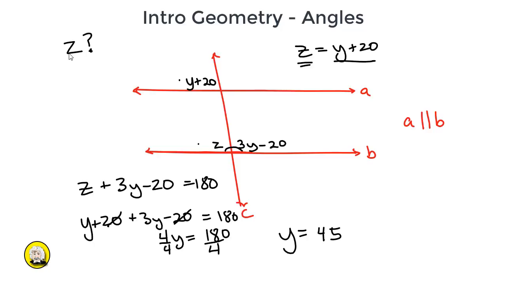So that doesn't answer the question quite yet. We solved for y, but the question wants to really know, what is Z? Well, we know Z equals y plus 20, so in that case we can then simply say 45 plus 20 equals Z, which is 65 degrees. So Z is 65 degrees. That is the answer to the question. We use the geometry to create an algebra problem.